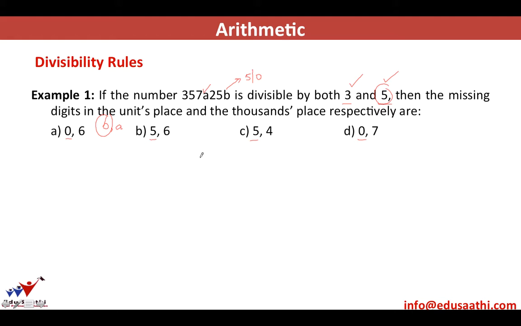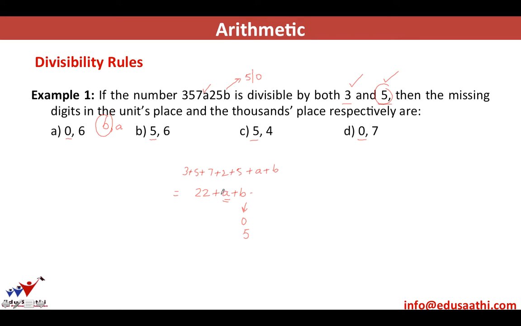For the divisibility rule for 3, I would have to sum up all the digits. So what do I have? 3, 5, 7, 2, 5, A and B. Now this is what I have to look at. I will find out the value of A and B such that the sum becomes a multiple of 3. If I just add up the things, this is coming out to be 19 plus 3, which is 22, plus A plus B. The value of B could either be 0 or 5. So correspondingly, I will look at the value of A.